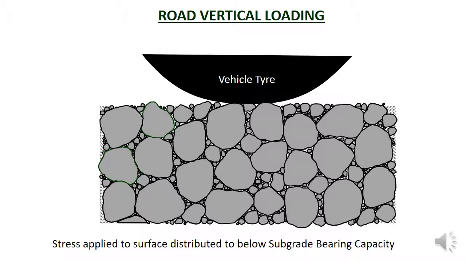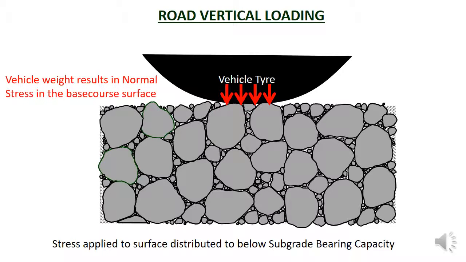There are several loads on a road that a granular layer needs to resist. Let's look at the vertical force applied by a vehicle passing over a section of road. Basically, the weight of the vehicle exerts a force on the base course over the area of the base course that is in contact with the tyre. This is called the tyre footprint. A force applied over an area is a stress. In this case, it is a normal stress as the force is applied at right angles to the surface.